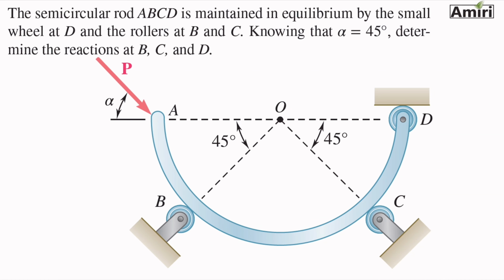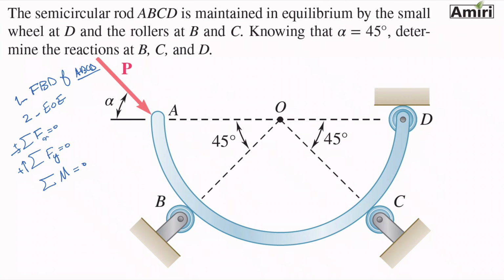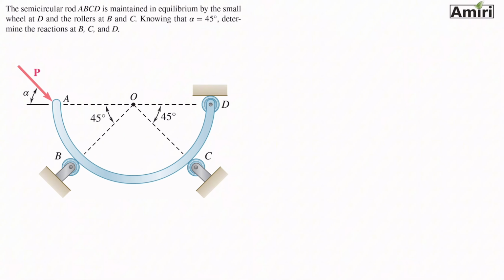Alright, this is equilibrium of a rigid body. Step 1 is always draw a free body diagram of your rigid body, which in this case is kind of obvious, but it's that semicircular rod A, B, C, D. And step 2 is use your equations of equilibrium, the three equations that I have in 2D cases. Summation of forces in X should be 0, summation of all forces in Y should be 0, and summation of moment about any point you would like should be 0. Alright, let's just start with step 1, drawing free body diagram of this.